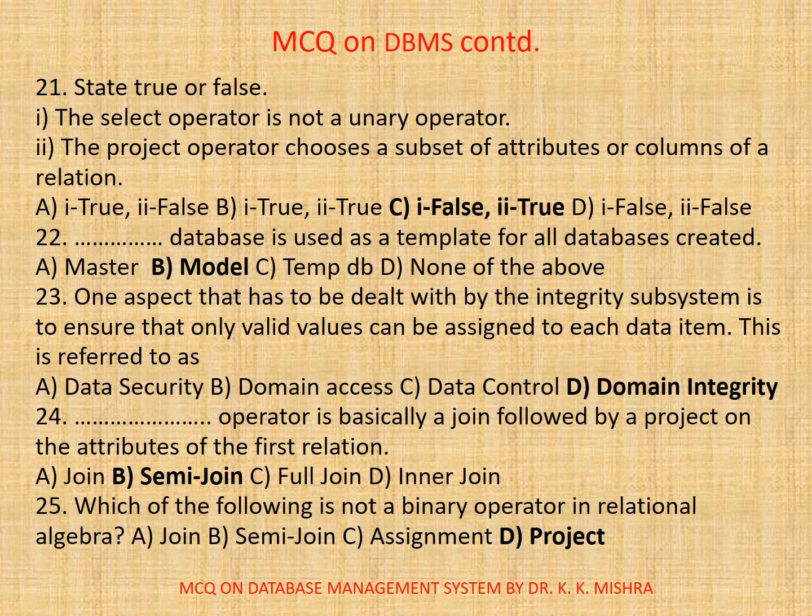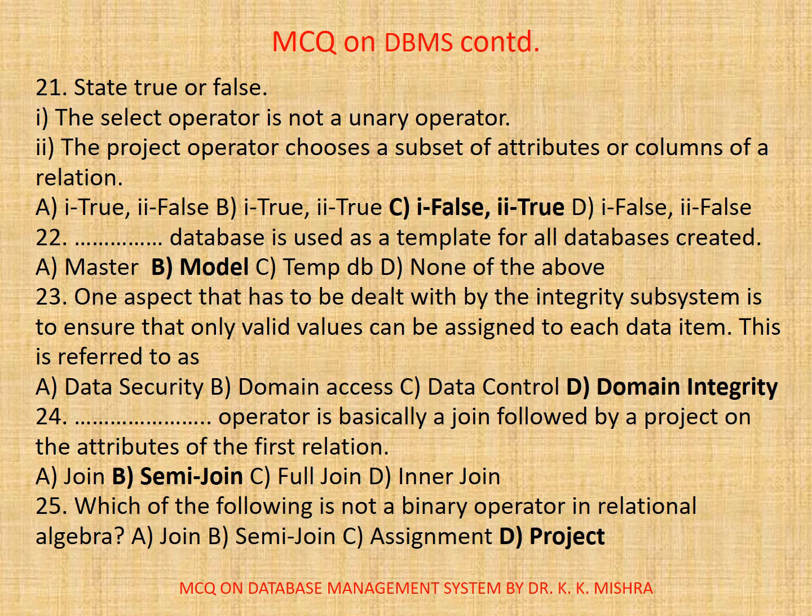Question number 23. One aspect that has to be dealt with by the integrity subsystem is to ensure that only valid values can be assigned to each data item. This is referred to as, options are A, data security, B, domain access, C, data control, D, domain integrity. Correct option is D, domain integrity.